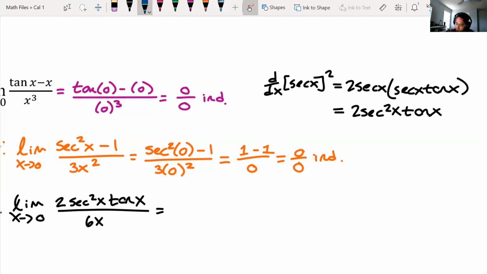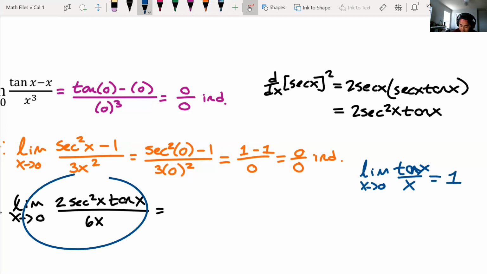What is the limit as x approaches 0 of tangent x over x? What number does that equal? Is that 1? That's 1. Do you see anything like that in this problem, of that form?